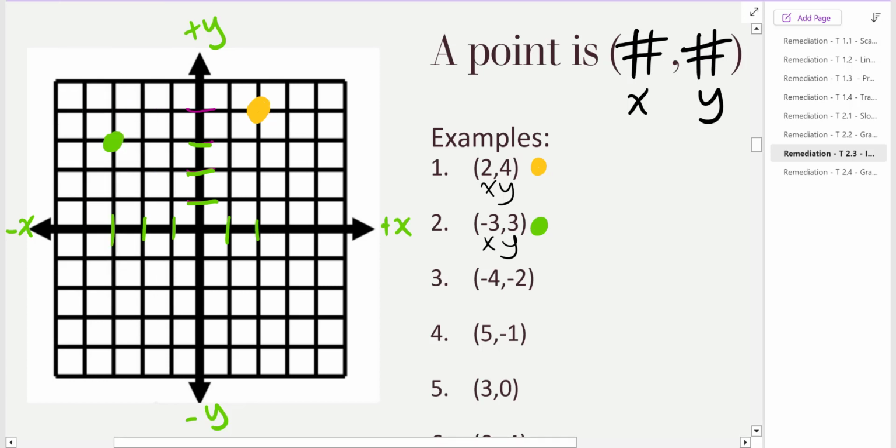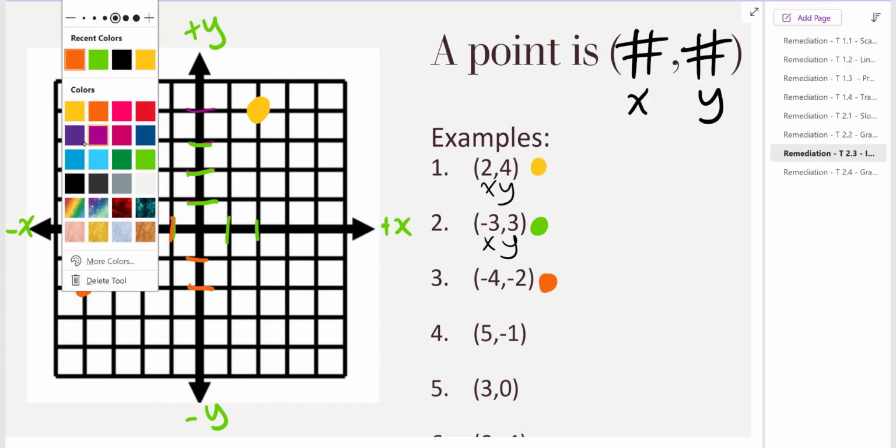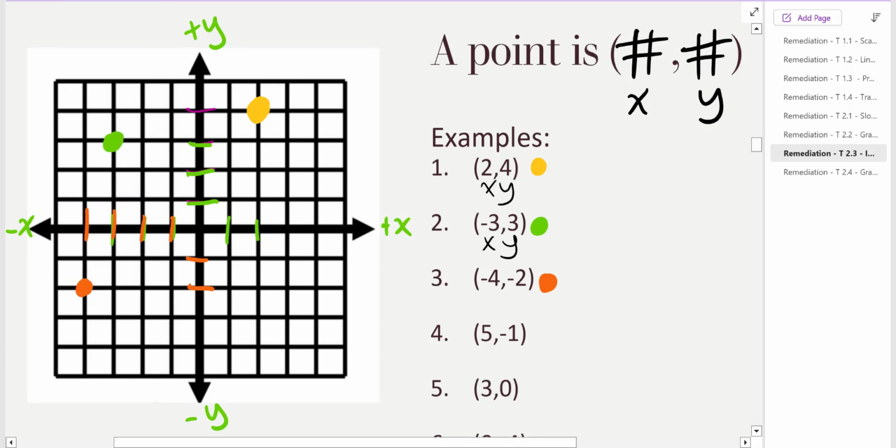Okay. The next one is orange. So negative 1, negative 2, negative 3, negative 4. And then down negative 1, negative 2. So it's right here. Then the next point is 5, negative 1. So remember, this is x, that's y. So positive 1, positive 2, positive 3, positive 4, positive 5, negative 1 for y. So the point is right here.